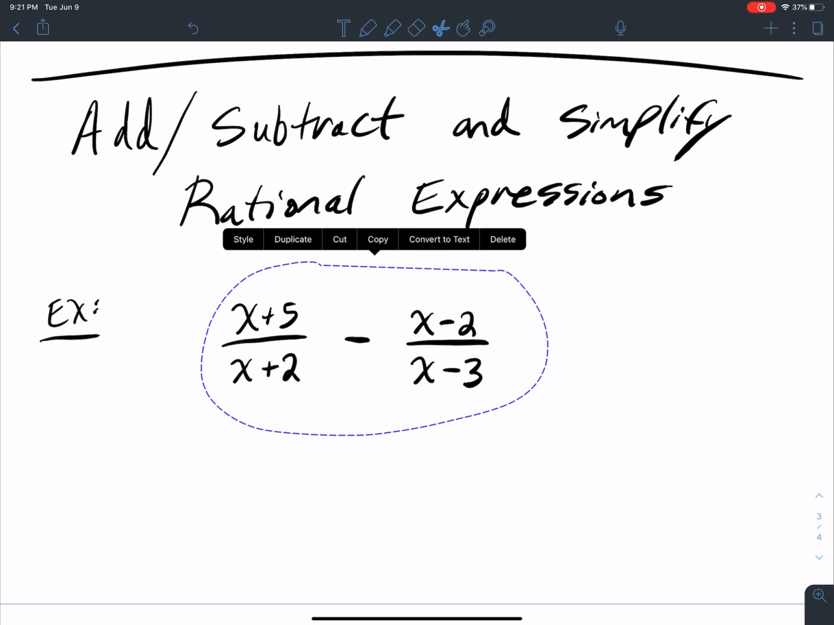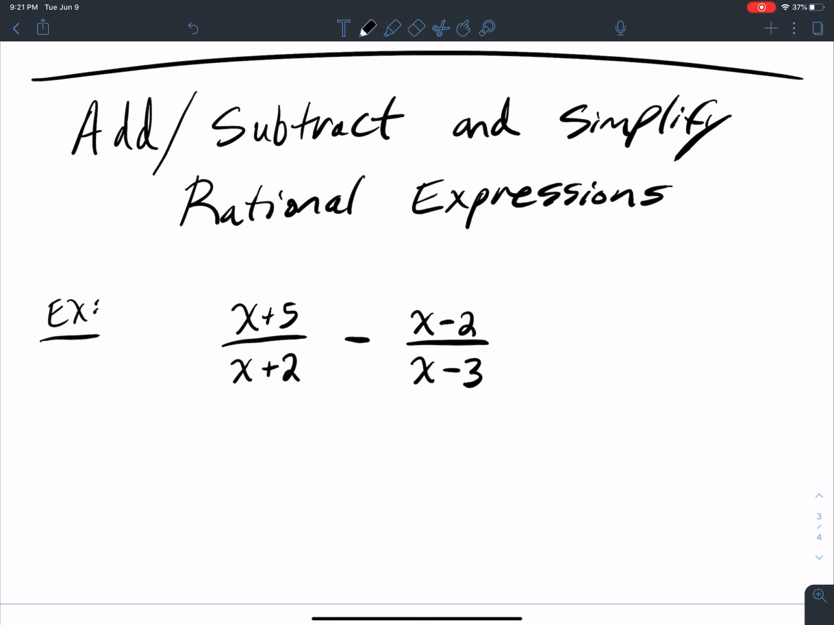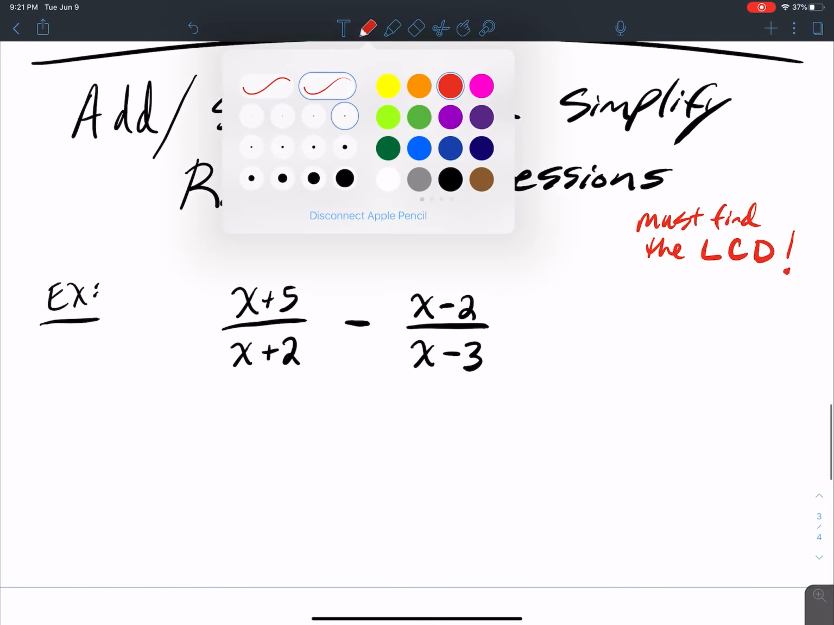All right, in order to do this, adding and subtracting fractions, we have to have the same common denominator. So we must find the least common denominator. Okay, that's the first thing you've got to do. Now, what do I mean by least common denominator?